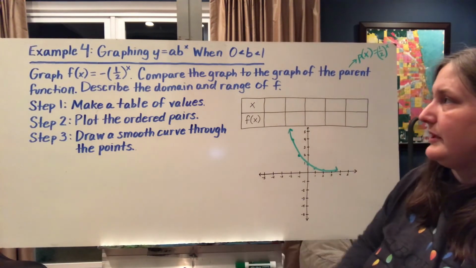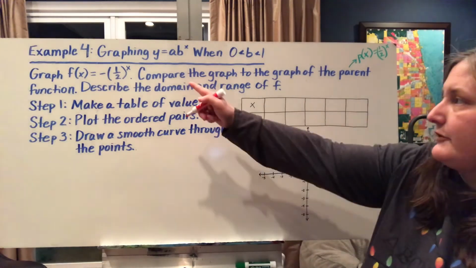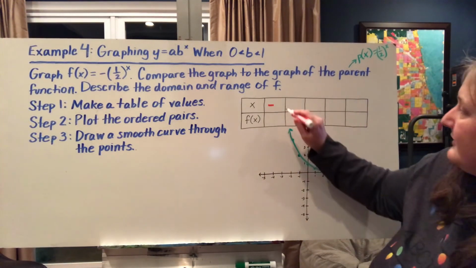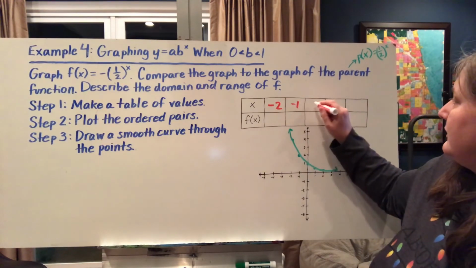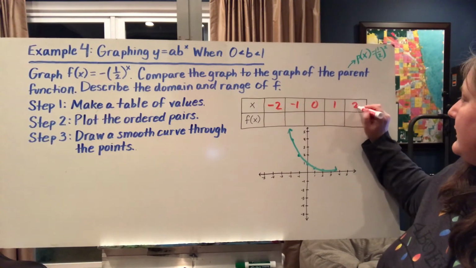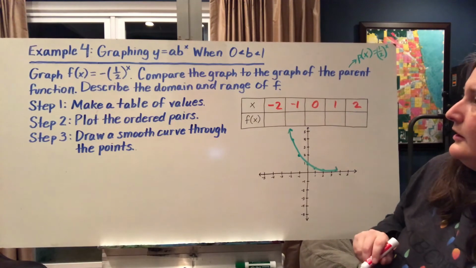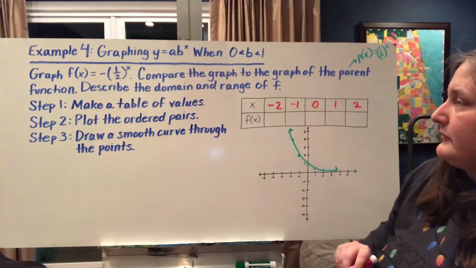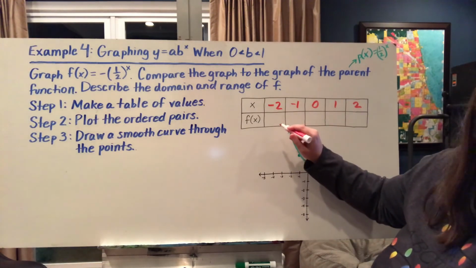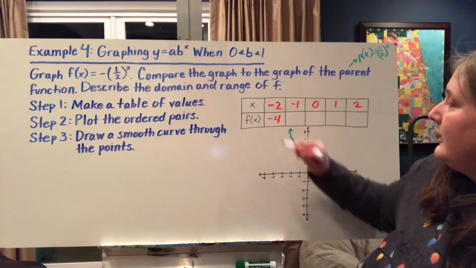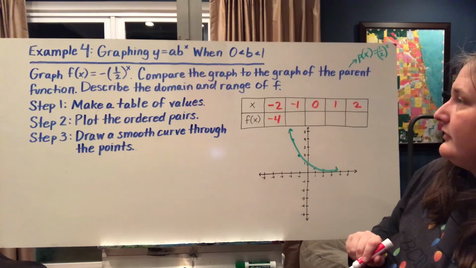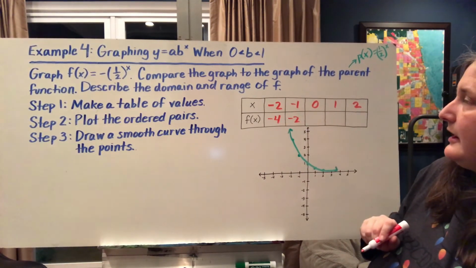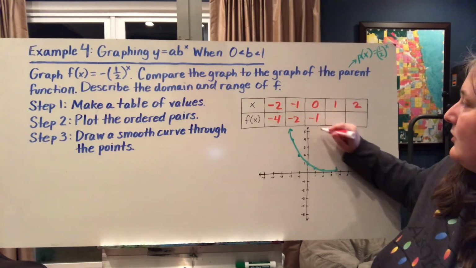So let's do the same thing. Let's make a table of values here for our f of x function. And let's test, once again, -2, -1, 0, 1, 2. Stick with the same x values. So if I plug in -2 there, I'm going to have to do my reciprocal, so I'm going to get -4. If I do 1/2 to the negative first power, I'm going to get 2, and then it's going to be -2. 1/2 to the 0 power is 1, it'll be -1.